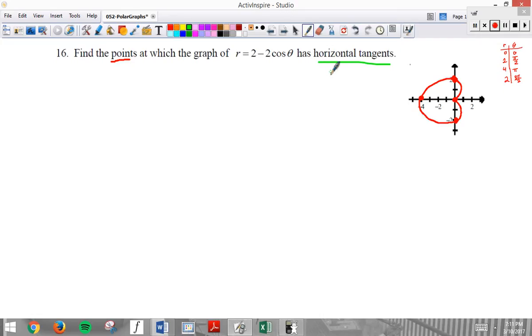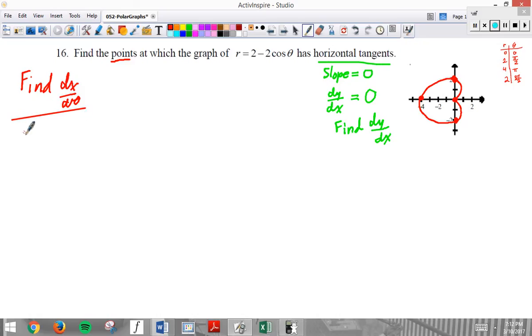What's true? Slope is 0. dy dx is 0. So we have to find dy dx again. It's our first step, our plan of attack. Okay, guys, it's okay. Find dx d theta. x equals r cosine theta.